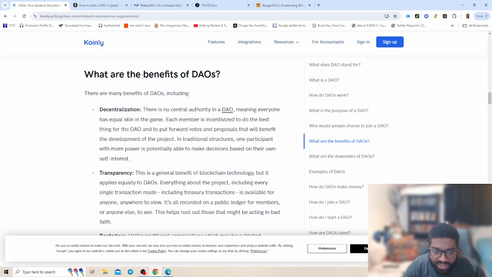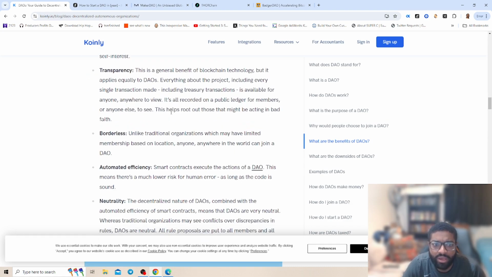In traditional structures, one participant with more power is potentially able to make more decisions based on their own self-interest. Transparency. This is a general benefit of blockchain technology, but it equally applies to DAOs. Everything about the project, including every transaction made, including treasury transactions, is available for anyone to view. It is all recorded on a public ledger for members and anyone else to see. This helps root out those who may be acting in bad faith.